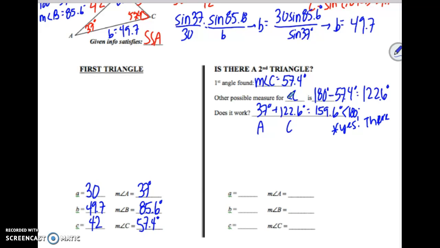there is still some left for angle B. So since 159.6 degrees is less than 180 degrees, we can say yes, there's still enough degrees left for an angle B. So we can find the measure of angle B by taking 180 and subtracting off the 159.6 degrees, and that gives us an angle of 20.4 degrees.